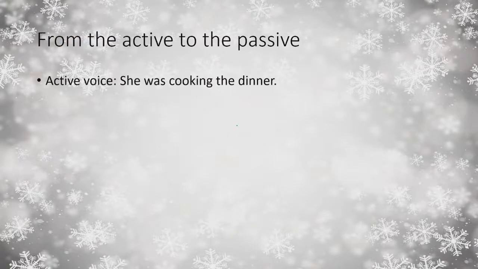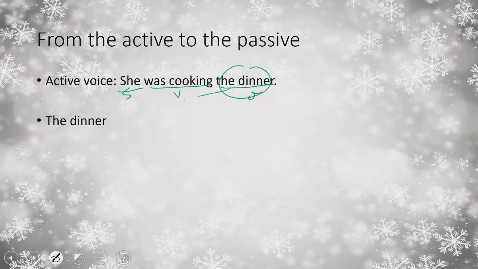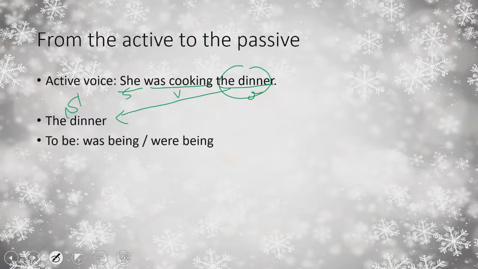Now we correct. The sentence is: she was cooking the dinner. She is the subject. Was cooking is the verb conjugated in the past continuous or the past progressive. The dinner is the object. Now we move the dinner from the position of the object to the position of the subject. We conjugate the verb to be in the same tense as the active voice sentence. Was cooking is conjugated in the past continuous, so the verb to be we conjugate in the past continuous also.